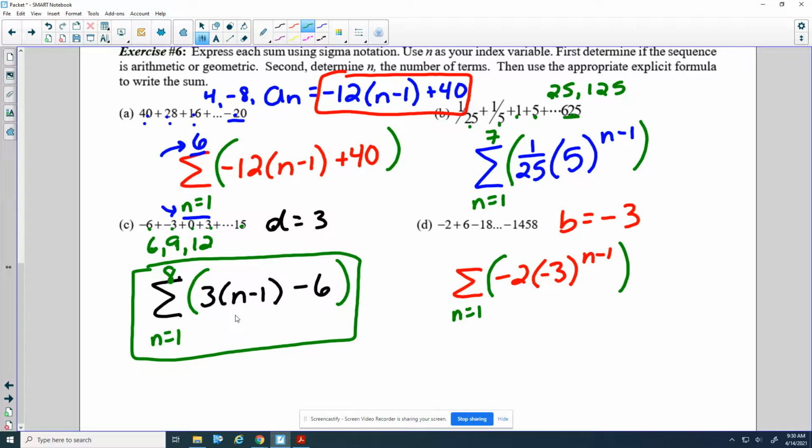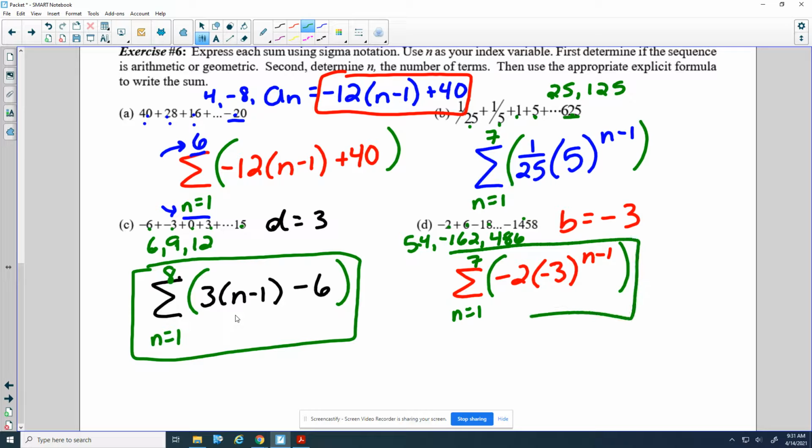And here, if I write in those numbers, we would have 54, -162. This is just continuing to multiply by -3, 486, and then we'd have the 1458. So this one also has 1, 2, 3, 4, 5, 6, 7 terms. So I put a 7 up top.